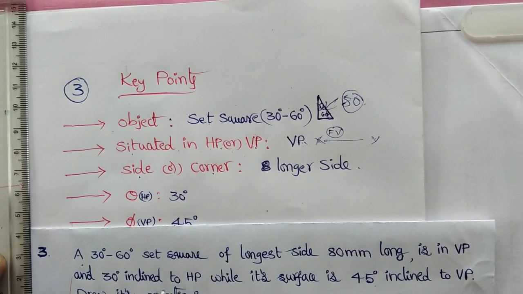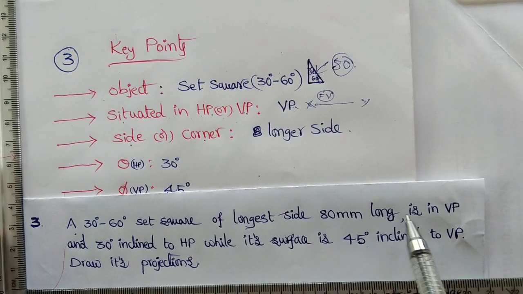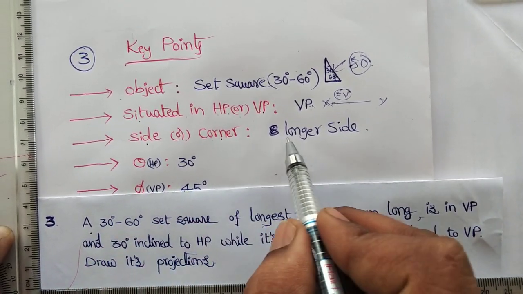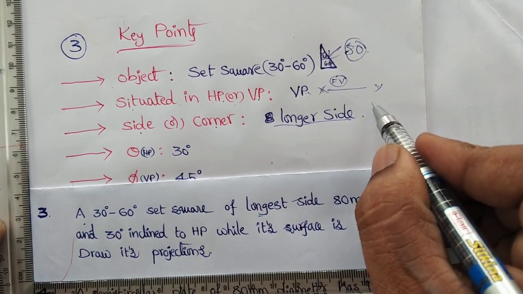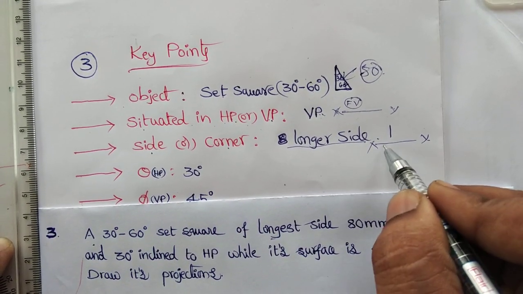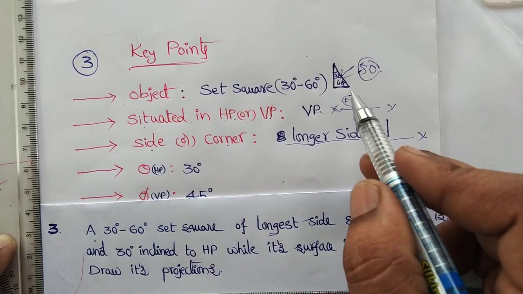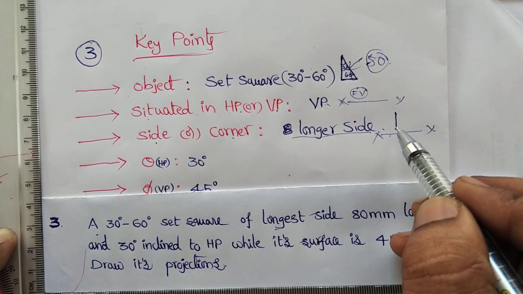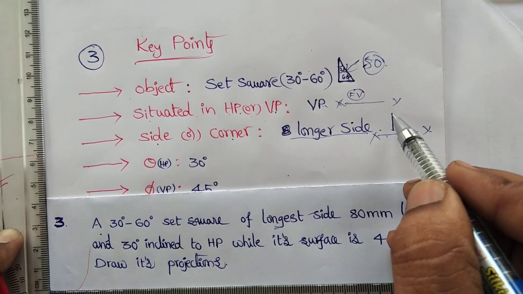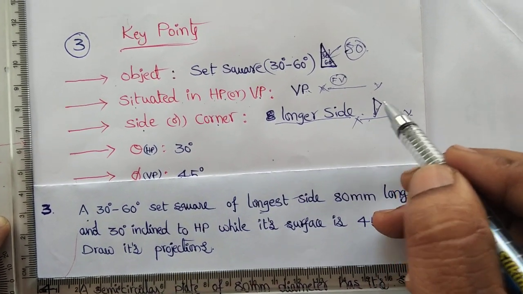According to the given data, the longest side, 80 mm, is in the VP. That is why here I have written that the side is in the VP. So we should keep that side, the left side, in the simple position. Suppose this is the reference line. Above the reference line we will be getting the true shape, so we should keep this longer edge above the reference line, similarly on the left side in the simple position. According to this line, we should construct the remaining two lines. I will explain the construction later.